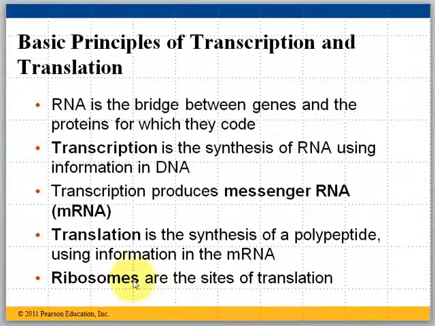And then the second part is translation. Translation is the synthesis of a polypeptide using information from messenger RNA, and that actually gets done in the ribosomes. So we use DNA to make messenger RNA to make a protein or a polypeptide chain in the ribosomes.